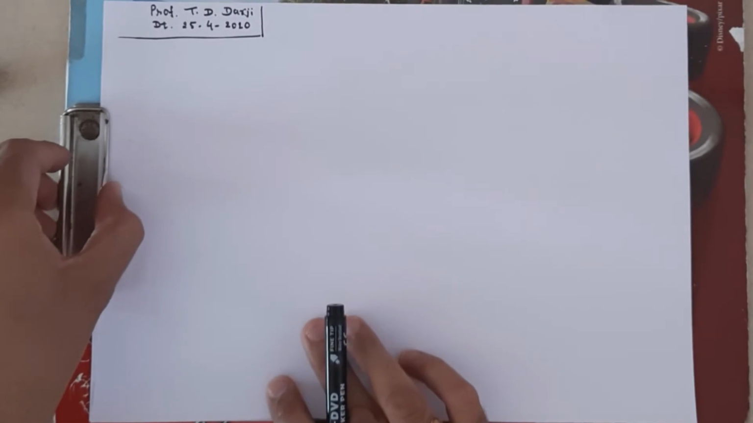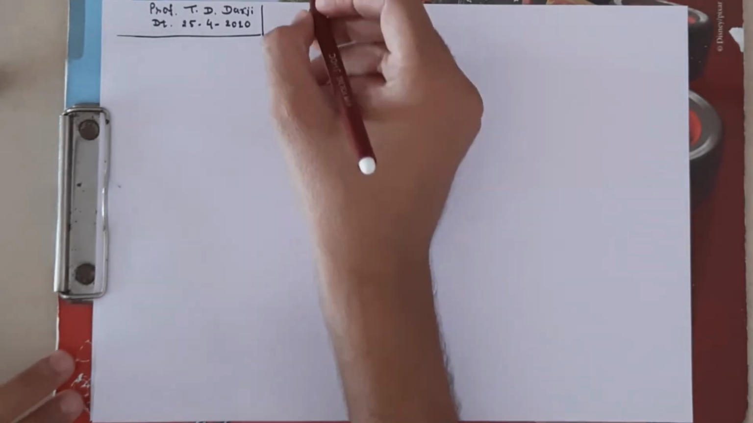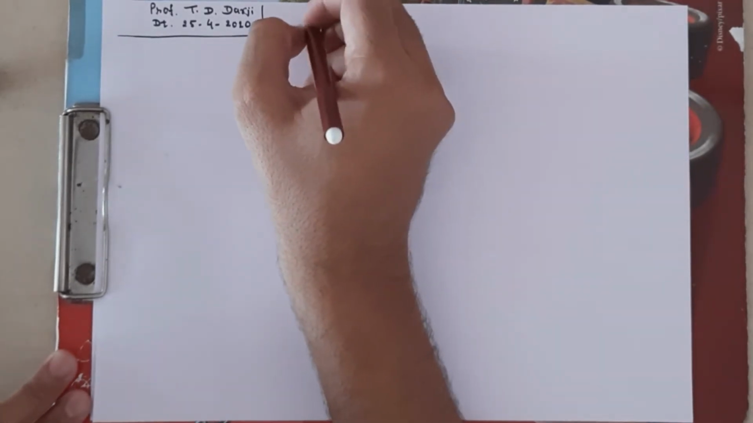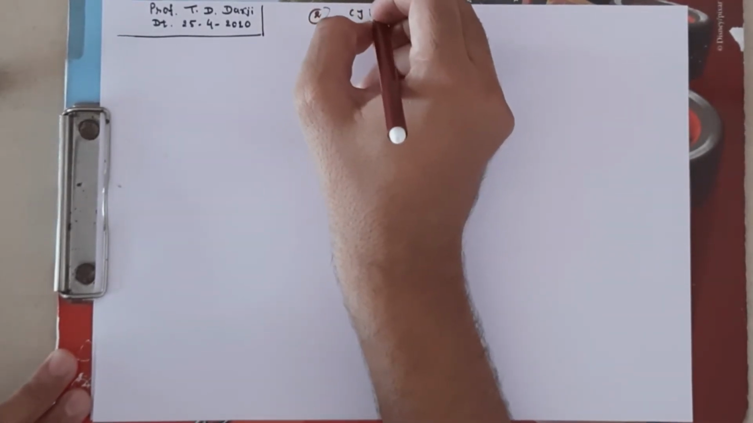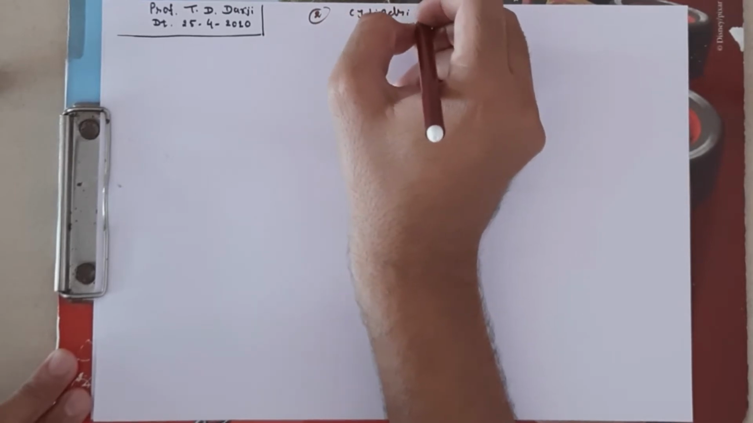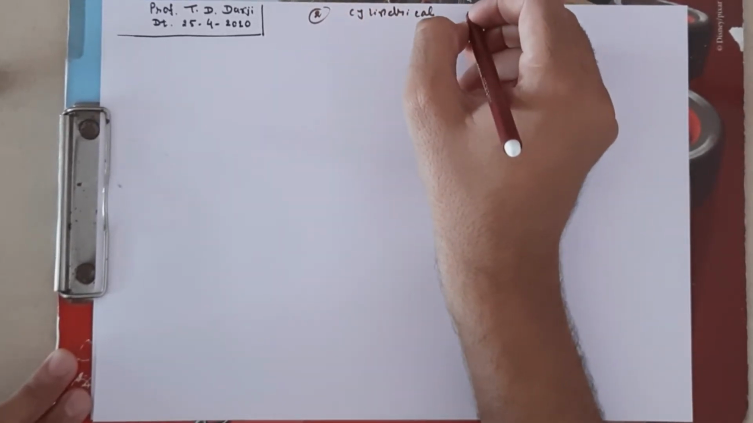So in today's lecture we start the second coordinate system, which is the cylindrical coordinate system. So as the name implies, it's like a cylinder.